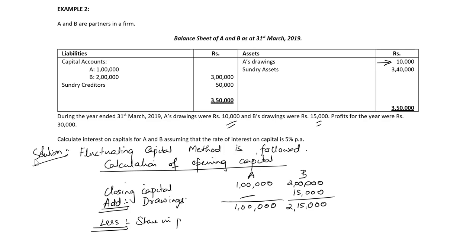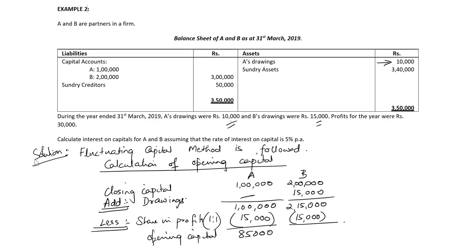Share in profits. Again, in the absence of information, it's 1:1. We'll deduct 15,000 for A and 15,000 for B. Answer for opening capital: the case of A is 85,000 and in the case of B it's rupees 2 lakh.